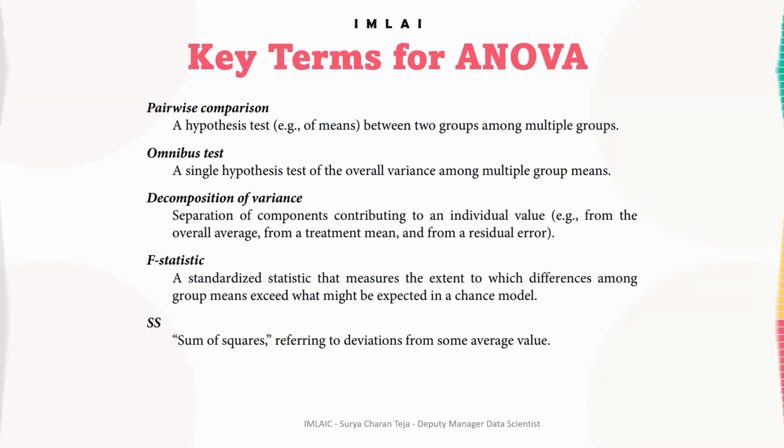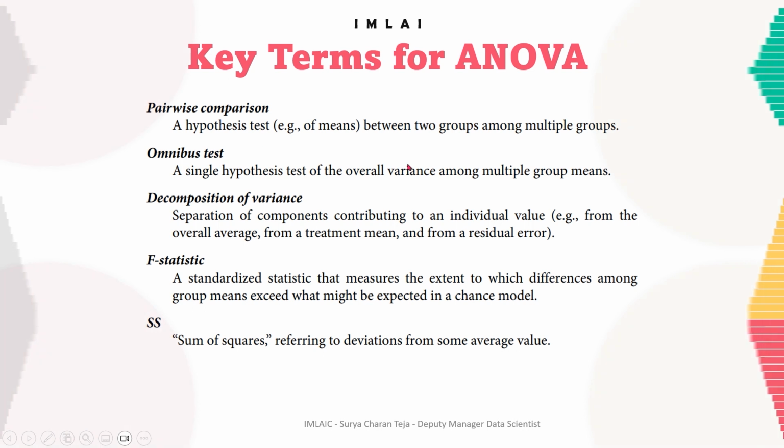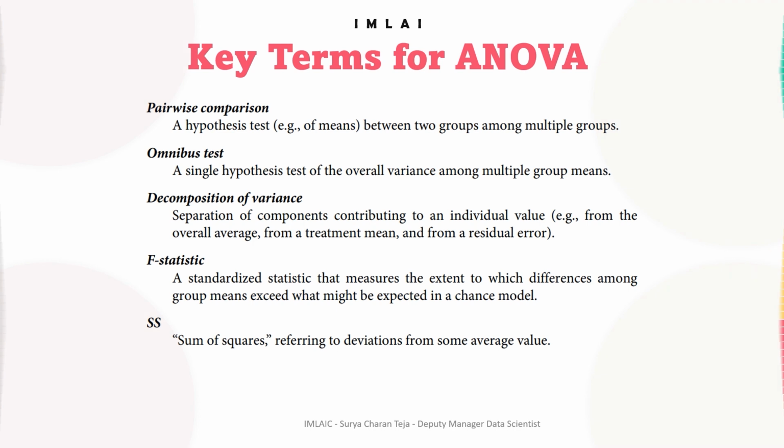So pairwise comparison is nothing but a hypothesis test between two groups among multiple groups. That's called a pairwise comparison. And an omnibus test is a single hypothesis test of the overall variance among multiple group means. A single hypothesis test of the overall variance among multiple group means is known as an omnibus test.